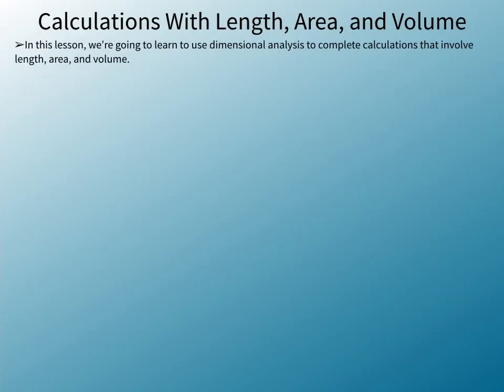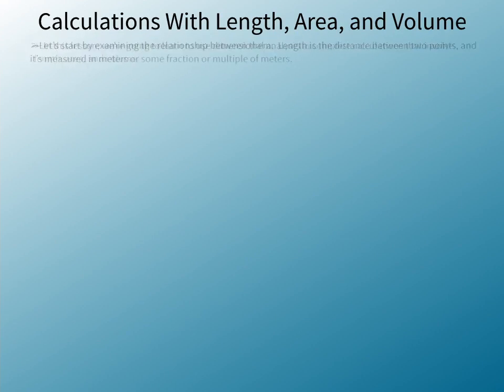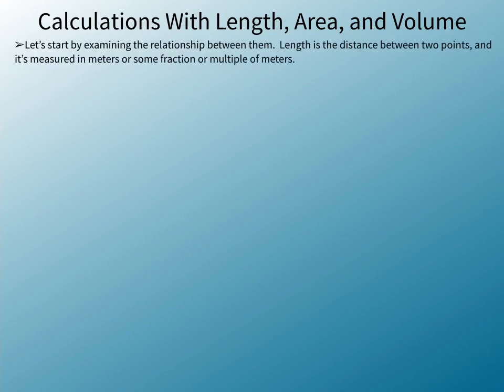In this lesson, we're going to learn to use dimensional analysis to complete calculations that involve length, area, and volume. Let's start by examining the relationship between them. Length is the distance between 2 points, and it's measured in meters or some fraction or multiple of meters.